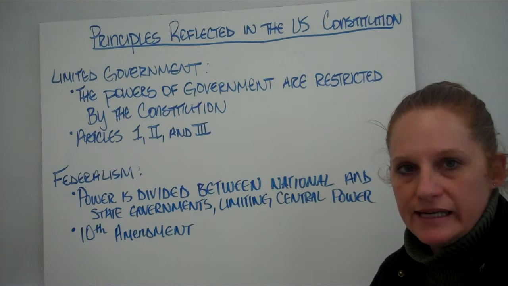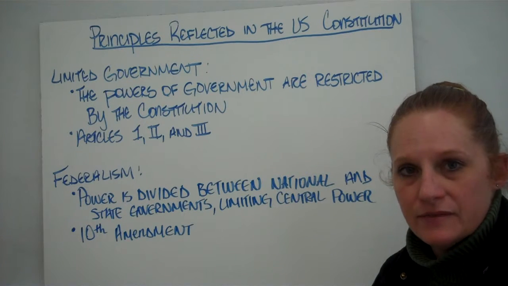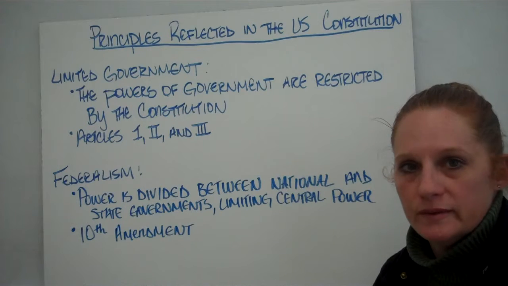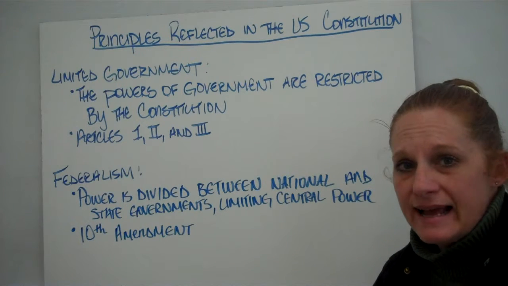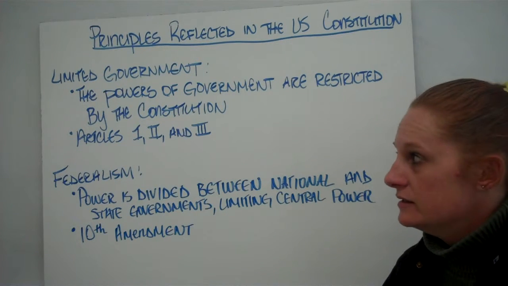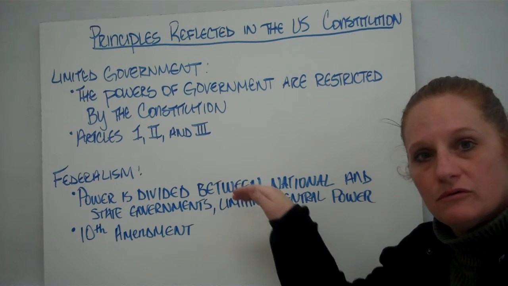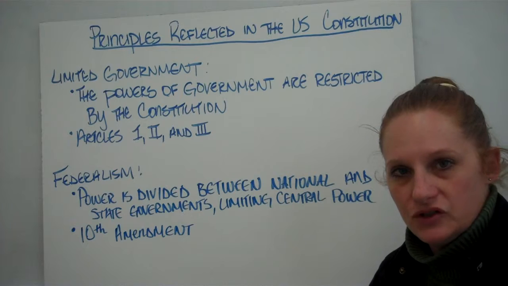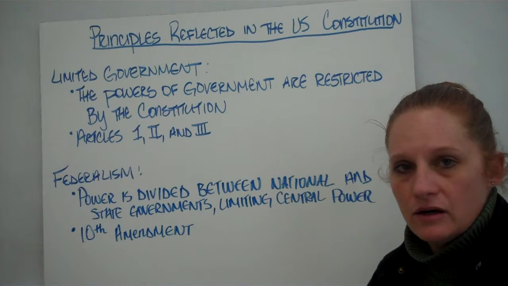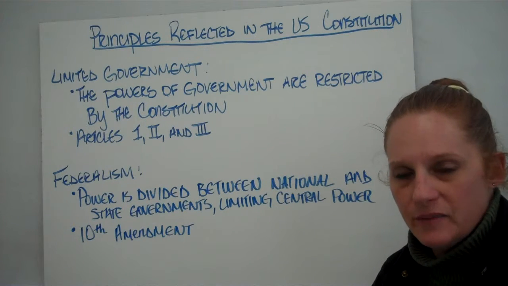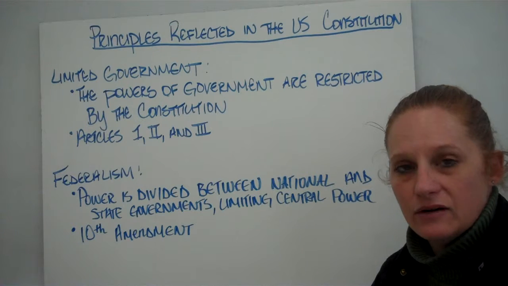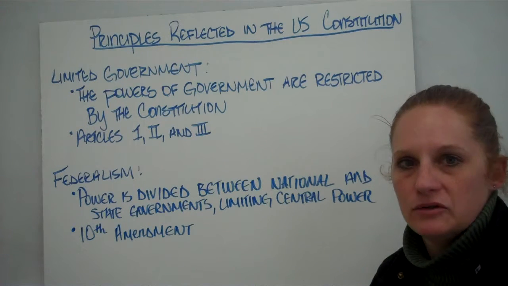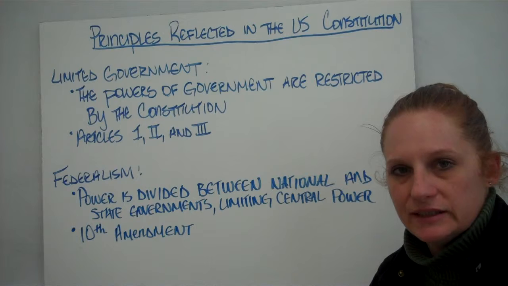They didn't want a monarchy. They didn't want an oligarchy. They wanted a representative form of government. And that's clearly defined in Articles 1, 2, and 3 of the Constitution. Article 1 is about the legislative powers of the government. Article 2, the executive powers of the government. And Article 3, the judicial powers of the government. Clearly defined responsibilities and limitations.